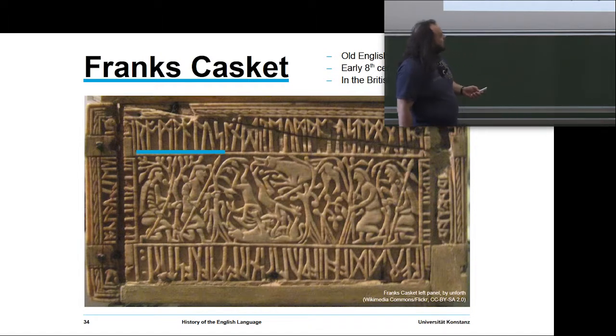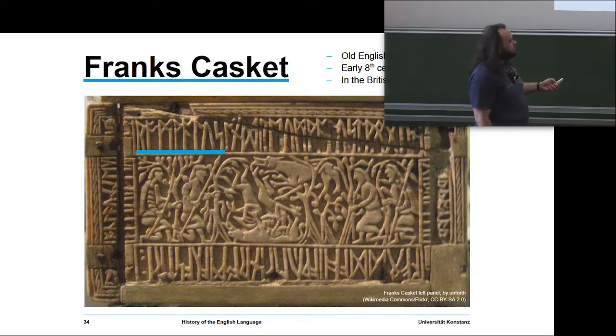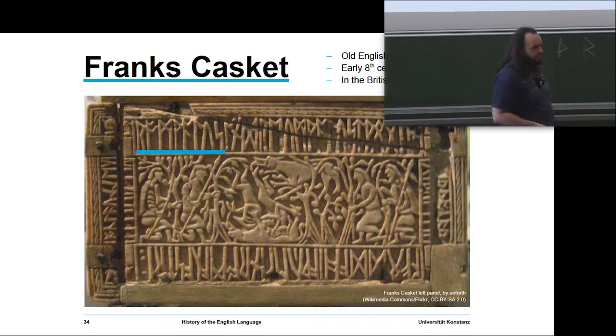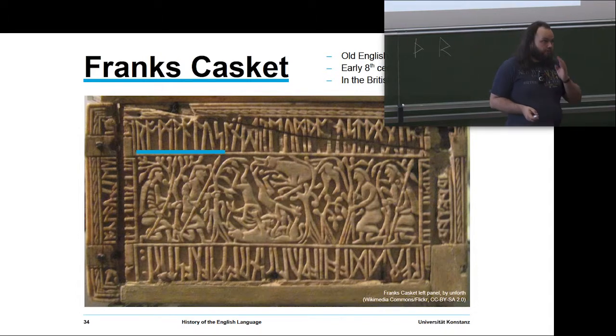And then, if you know a little bit about mythology, you can see what this story is getting at, because here you've got a wolf, you've got people, children being raised by wolves. So this is the story of the founding of Rome, Romulus and Remus. This is what's on the Franks Casket. But this is what our runic material looks like. This is one of our richest pieces of runic evidence.